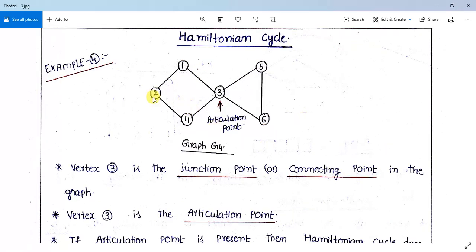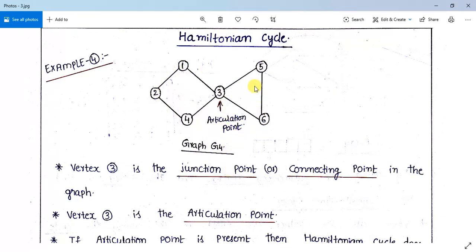Now let us consider another example. So this is a graph given. If you observe this graph, it is a connected graph. And if you observe carefully, this vertex 3 is an articulation point. See, the vertex 3 is the junction point. Here you are going to get more than one in link and more than one out link. So you can say this vertex is a connecting point also. So here the vertex 3 is called the articulation point.